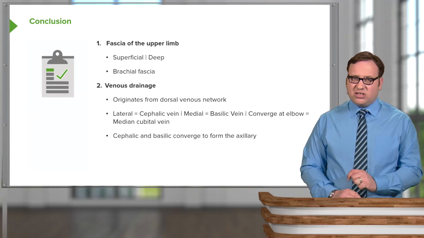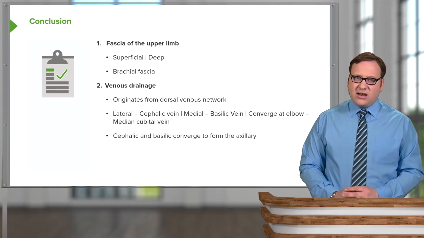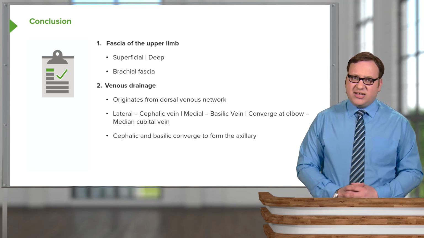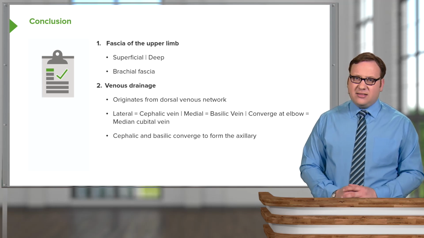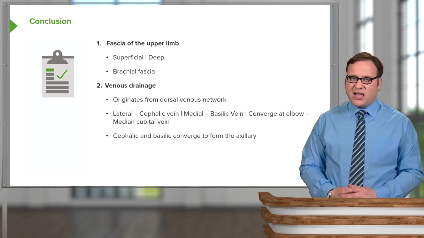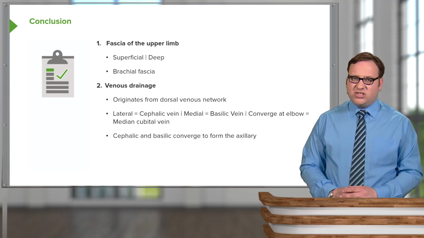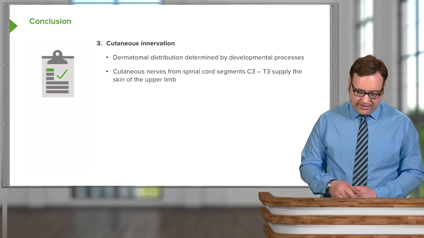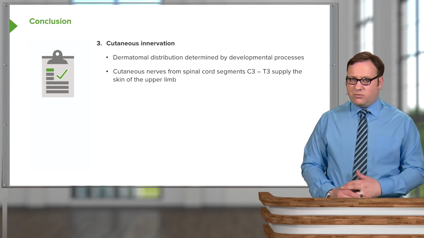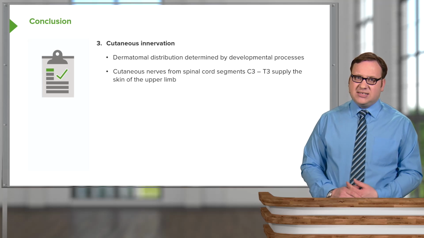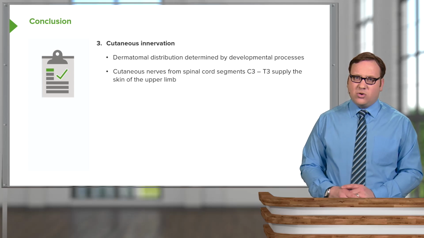We've looked at the superficial and deep fascia of the upper limb, specifically the brachial fascia. We've then looked at venous drainage, which is originating from the dorsal venous network. And laterally, there's the cephalic vein, medially, the basilic vein, and how they converge at the elbow to form the median cubital vein. We also see how they converge superiorly to form the axillary vein. And then finally, we looked at cutaneous innervation, the dermatomal distribution, which is determined by those developmental processes, and the actual specific cutaneous nerves from the various spinal cord segments.